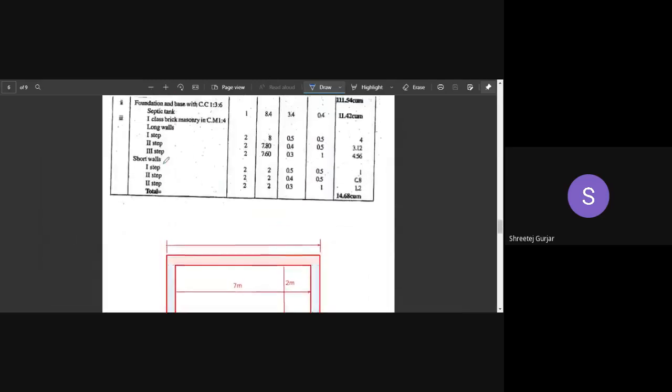So let us look into what we need to cover. We have to cover earthwork in excavation, simple. Then foundation base in CC, no problem, very easy. First class brickwork masonry, meaning the walls. We will solve using long wall, short wall. Then RCC roof slab cover, no problem, very easy. And then plastering. So all these 5 things we need to cover.